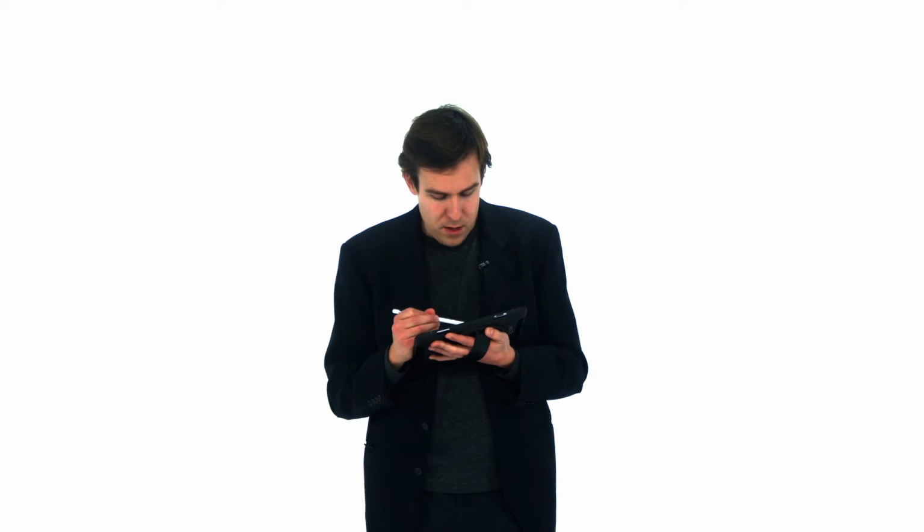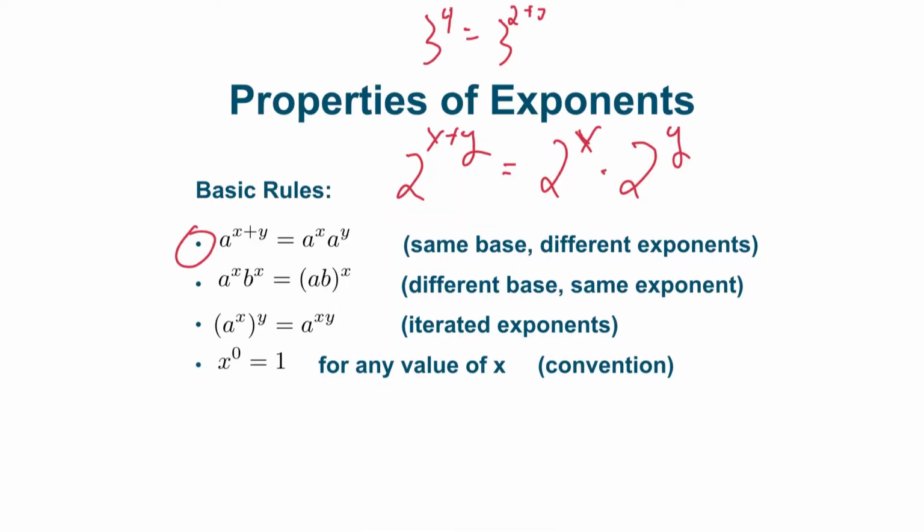And you can use this to do some nice computations. For example, we already saw 3 to the fourth. You can write this as 3 to the 2 plus 2. So 3 squared times 3 squared, so 9 times 9, so 81. So this is actually a little bit easier to handle, I think, than trying to do a bunch of iterative multiplications.